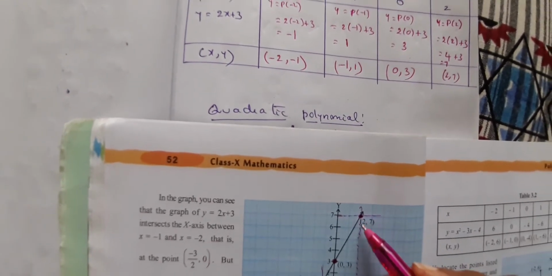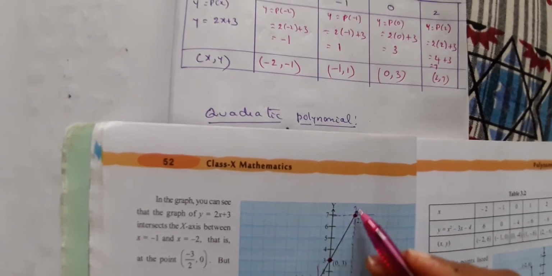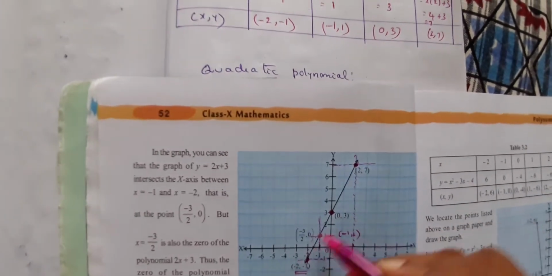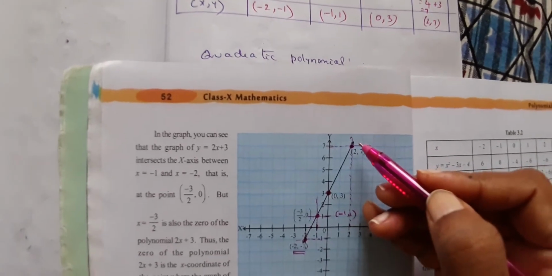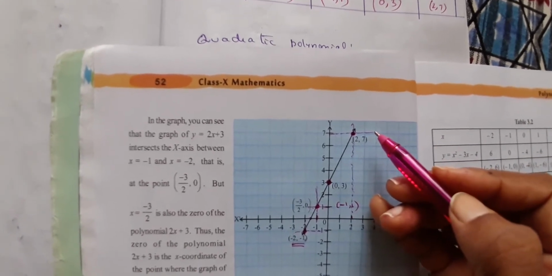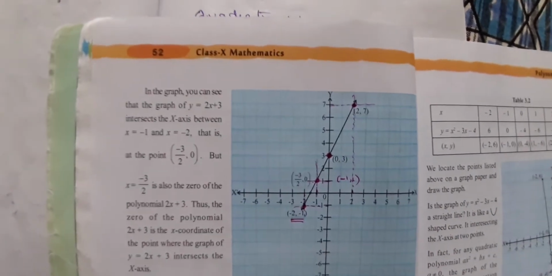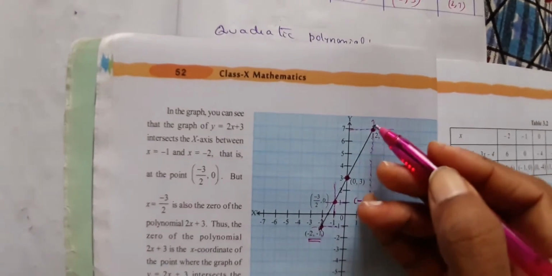So we have plotted all the 4 points: 1, 2, 3, 4. Now what is our job? Join all these points. Now this is becoming a straight line because it is a linear polynomial. Whenever it is a linear polynomial, the graph will always be a straight line. So we got a straight line.